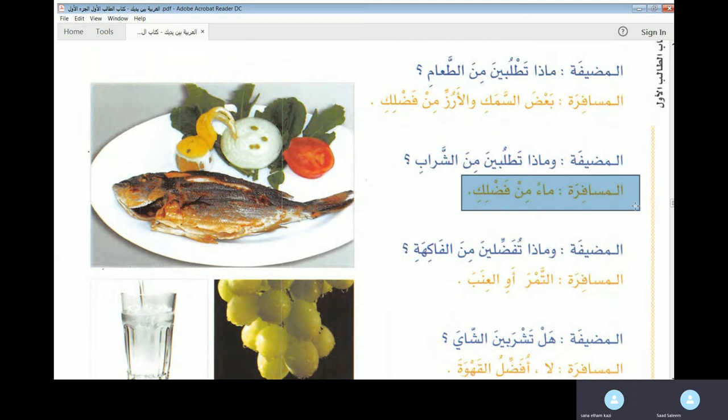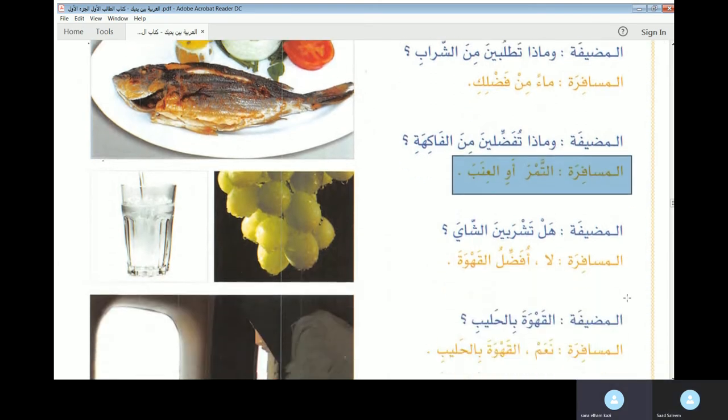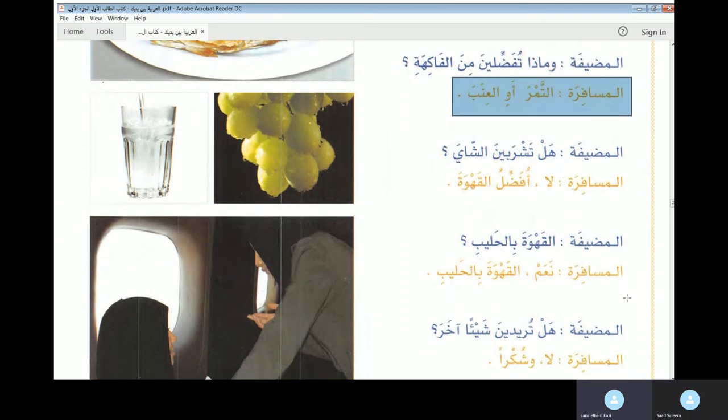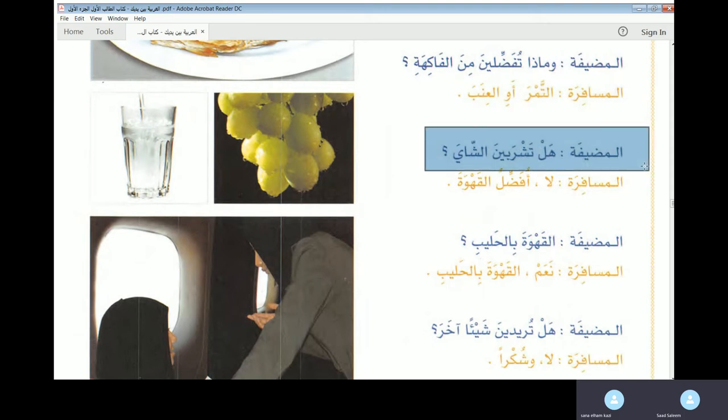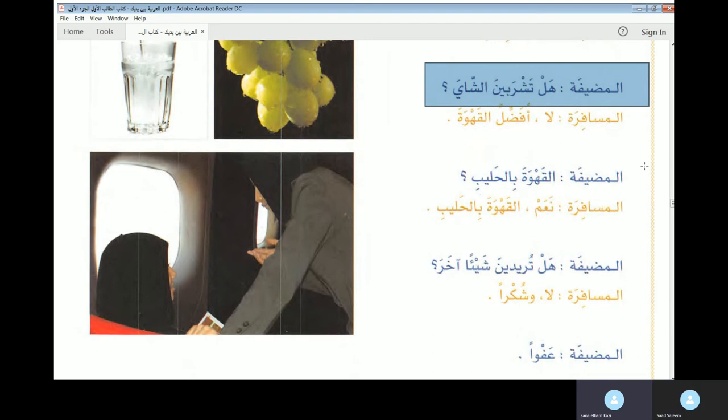Ma'an min fadlik, water please. Wa maza tufaddilina min al-fakiha? And what do you prefer from the fruit? At-tamra aw al-inab. Dates. Or grapes. Or, okay, dates or grapes. Miss Sana. Hal tashrabina shay? Do you drink iced tea? Do you drink tea?